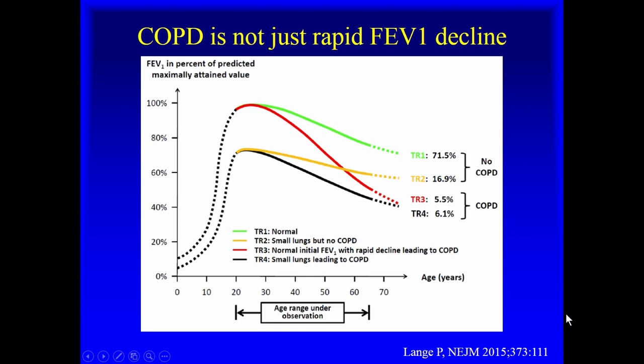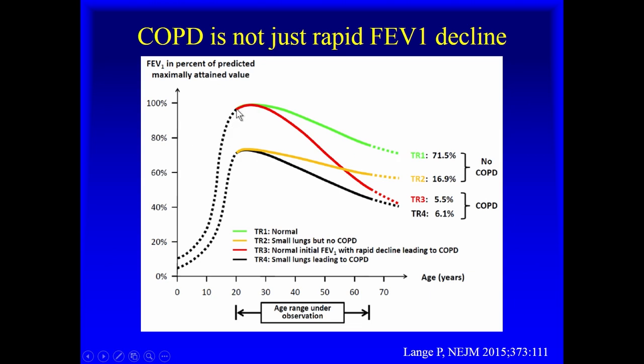Traditionally, COPD has been thought of as rapid decline in lung function, but we know that's not necessarily the case. This is data from a recent paper in the New England Journal of Medicine showing growth and decline of lung function. So in the normal setting, lung function continues to improve or continues to grow with the growth of the body and plateaus around age 20 to 30 and then begins to decline in this green line.